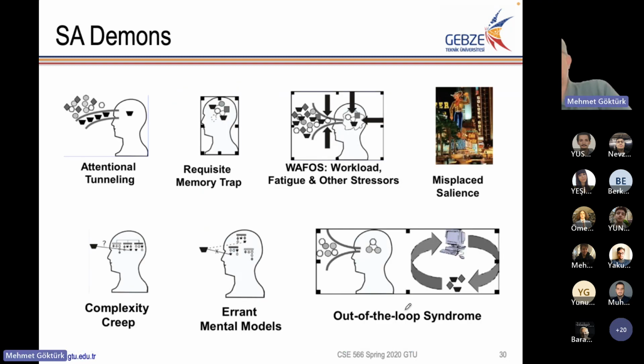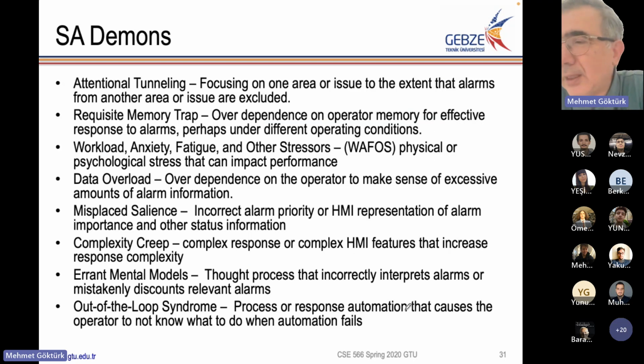So general problems can be summarized as attentional tunneling, memory trap, workload and fatigue, misplaced salience, complexity creep, incorrect mental model, and out-of-the-loop syndrome. I will explain what they mean. Attentional tunneling means focusing on one area or issue and forgetting the other part. Memory trap means over-dependence on operator memory for effective response to alarms under different operating conditions. So the operator has to remember cases. You are relying on the person's memory.